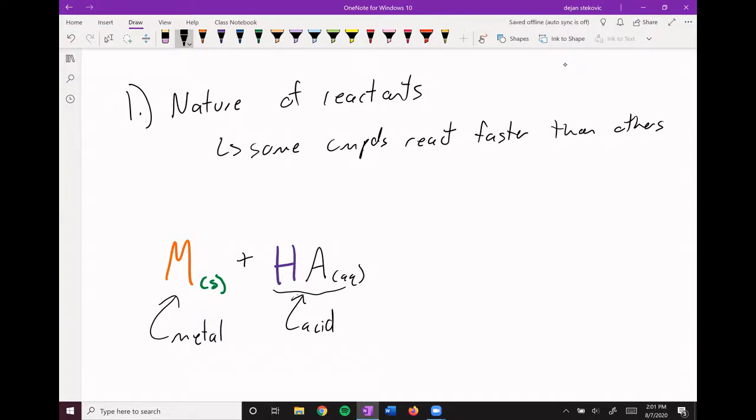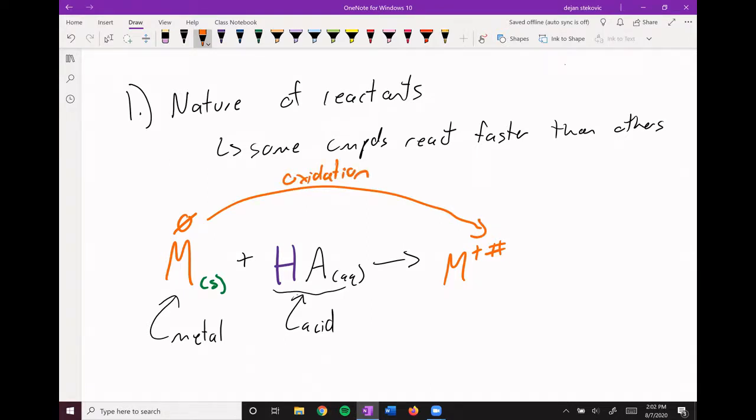And so what's going to happen is we're going to oxidize our metal. So it's going to go from zero to some positive charge, right? Depends on the specific metal, but it's going to get oxidized. And so when this occurs, the metal will go from being a solid to an aqueous solution, with probably the counter ion of the acid.